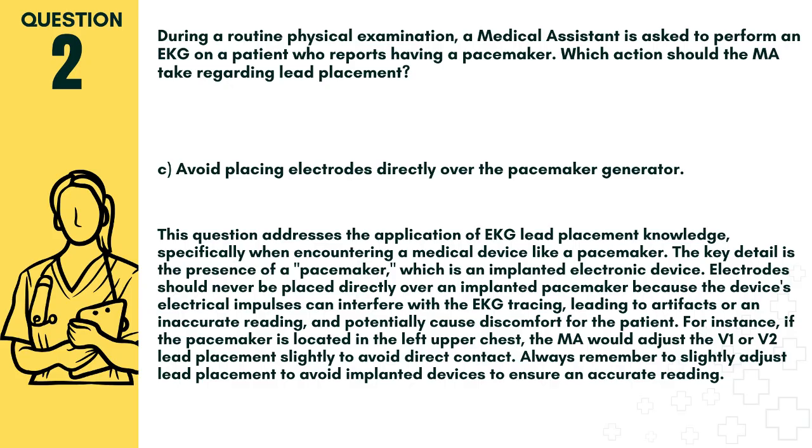For instance, if the pacemaker is located in the left upper chest, the MA would adjust the V1 or V2 lead placement slightly to avoid direct contact. Always remember to slightly adjust lead placement to avoid implanted devices to ensure an accurate reading.